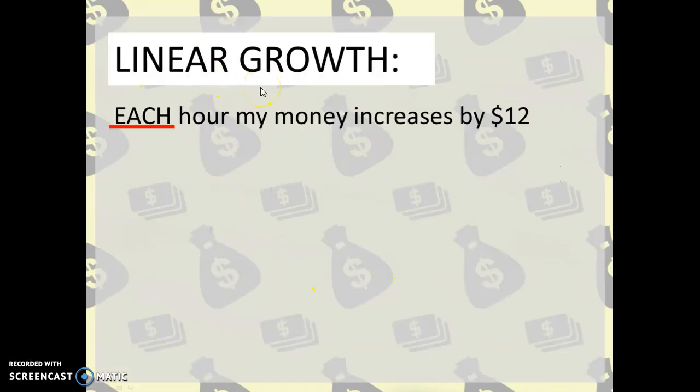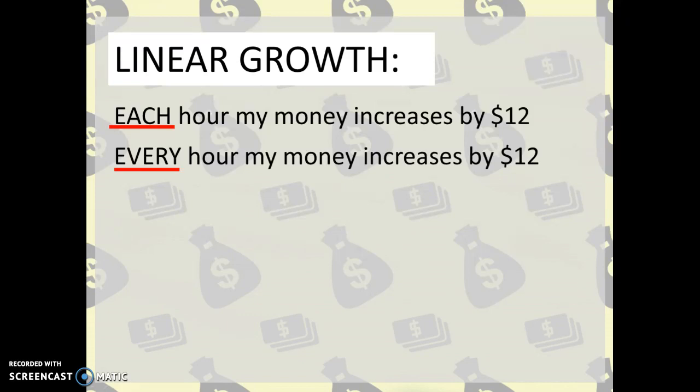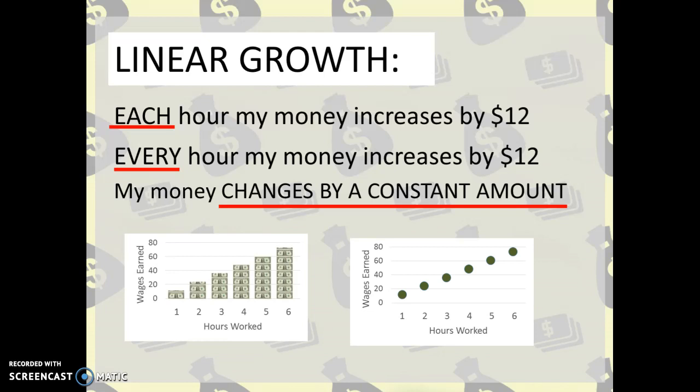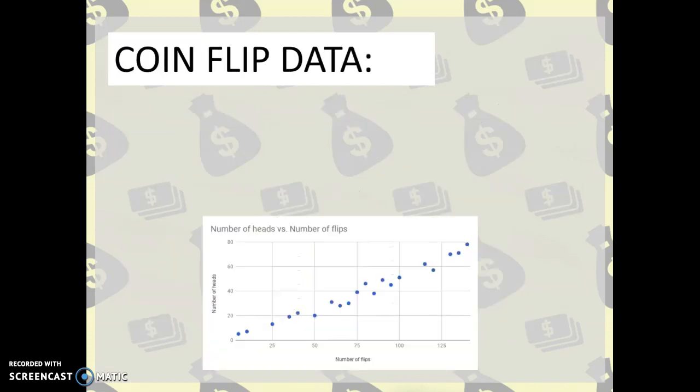So week number 1, we were talking about each and every hour. If we have something like that, where there's a constant change and the graphs look like this, everything is nice and uniform, we can talk about linear growth. But that coin flip data, and here's the graph that you all produced. Thank you for your data. You can see there's a pattern, but it's not perfect.